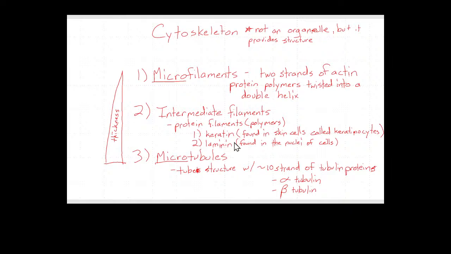Now, the other protein filament to talk about is lamin. And this is found in the nuclei of different cells. And I'll draw a picture on the next slide to show where you would find this lamin. And finally, microtubules. These are the tube structures. They have about 10 strands of tubulin proteins. The tubulin proteins are alpha tubulin and beta tubulin.